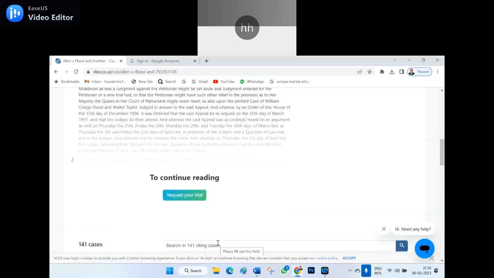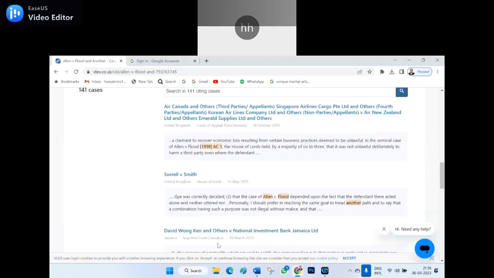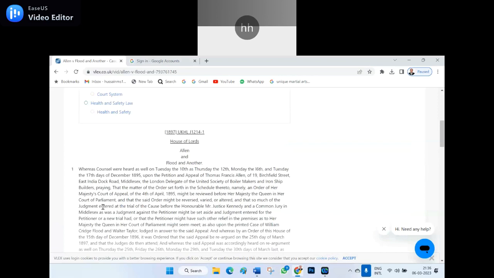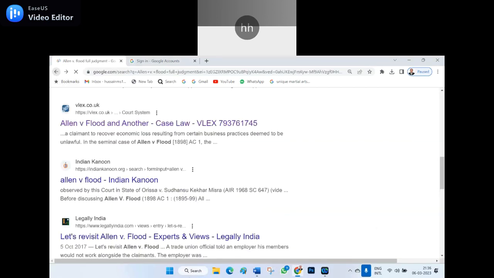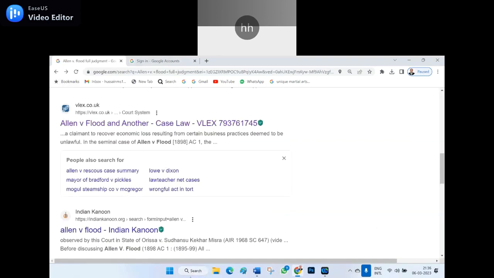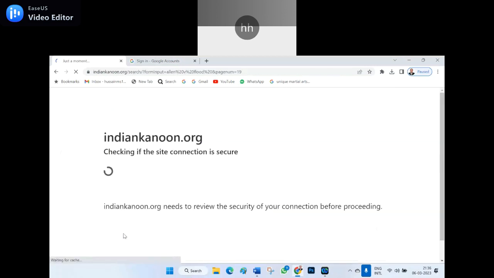Continue reading. No trial, because we want to make it out. So what cases should be there? Supporting cases. How the case is decided in total manner.